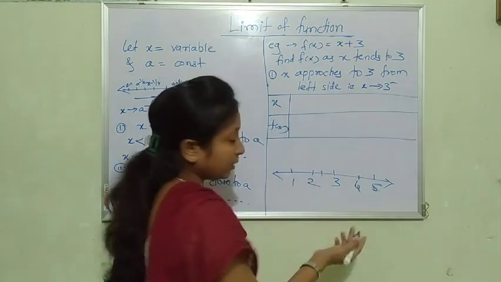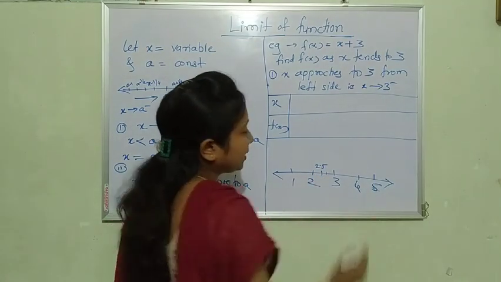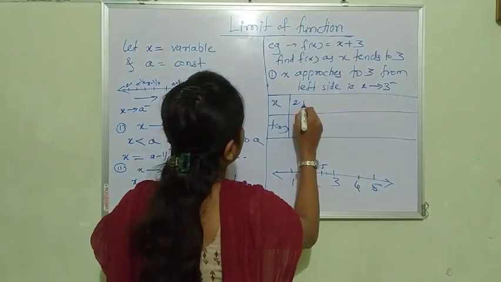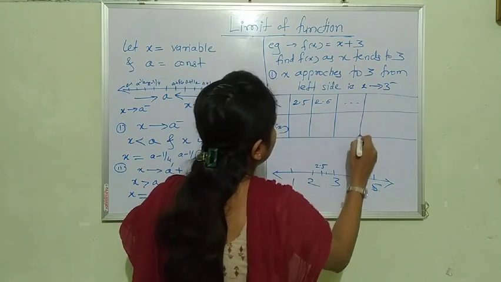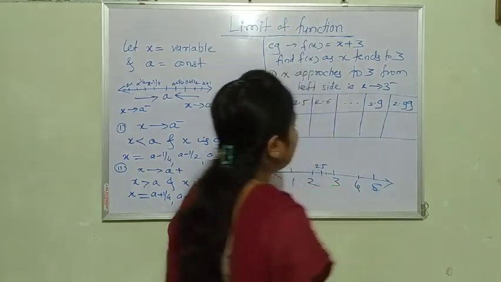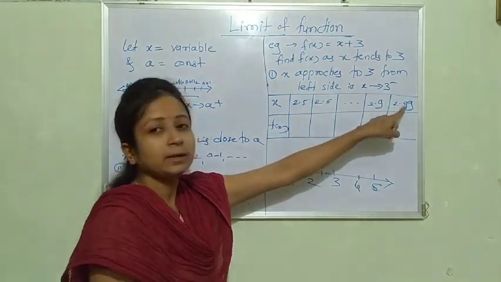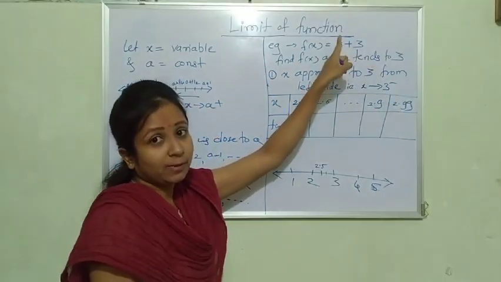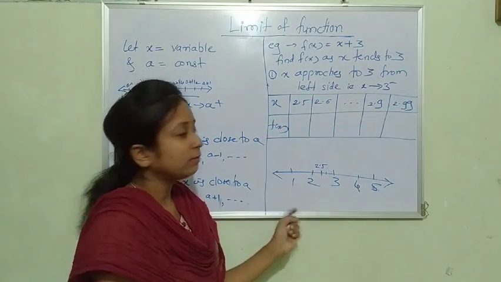What are the values previous to 3? Suppose we take 2.5, 2.6, 2.7 and so on up to 2.9. Let us take the first value as 2.5, next value 2.6, then 2.9, and again its next value 2.99. We can't take x equals 3 directly in this table because x tends to 3. We have to find the value of f of x, and x tends to 3 means x is very close to 3 but not equal to 3.